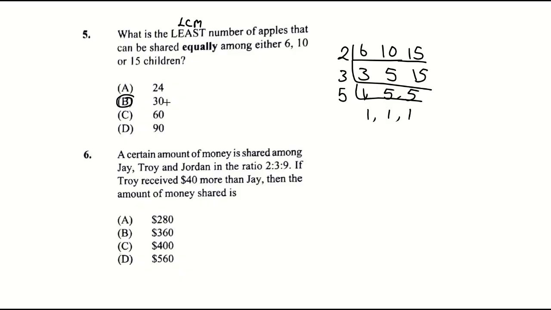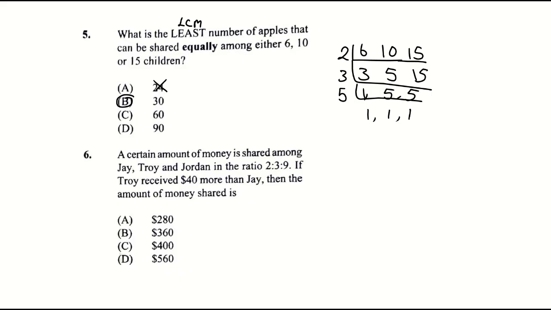Alright? Or what you could have done is look through all the numbers. Can 6 go into 24? Yes. Can 10 go into 24? No. So it cannot be 24. Then you go to the next one. Can 6 go into 30? Yes. Can 10 go into 30? Yes. Can 15 go into 30? Yes. And that is the smallest number among all these numbers, so therefore it has to be B. That is the next way you could have done it.